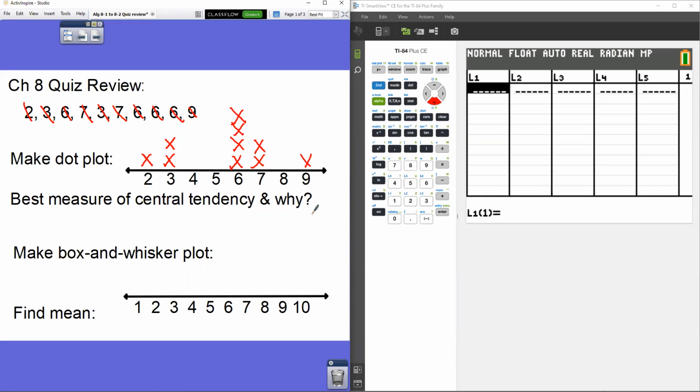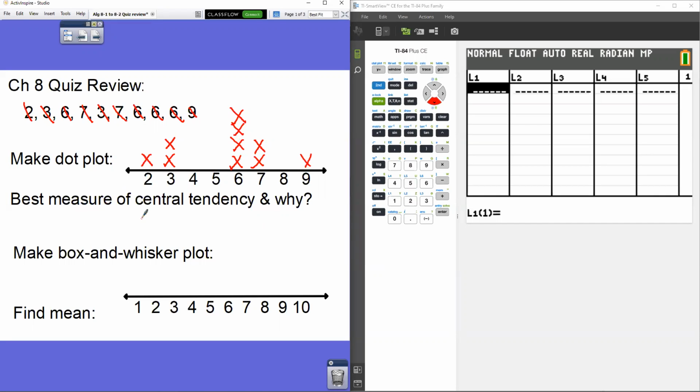So our dot plot looks like that. Always make sure you have 10 of them. So we should have 10 X's, 1, 2, 3, 4, 5, 6, 7, 8, 9, 10. So that's a good double check of it.